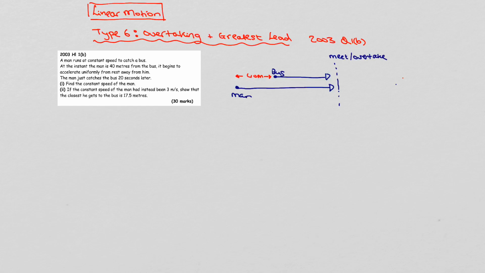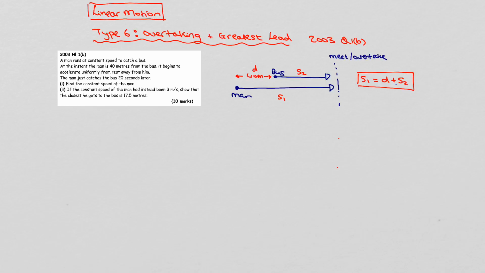Now in reality here, the man's not going to be able to overtake the bus because the bus is accelerating away. So if we say that the distance travelled by the man is S1 and the distance travelled by the bus is S2, and the gap between them is represented by D, then we would have S1 equal to D plus S2. So this is what we're going to use to solve our question.